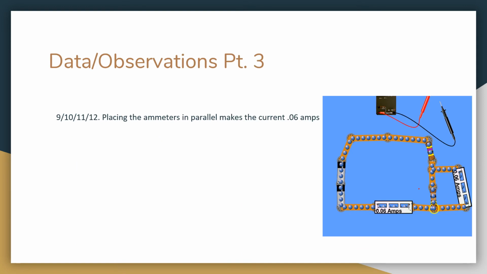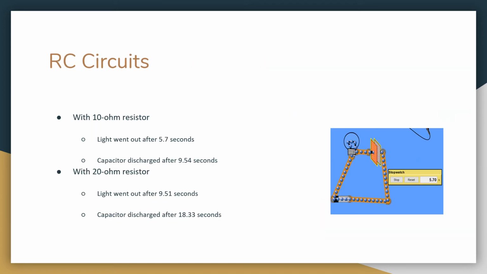The next part of the lab asked me to place an ammeter in parallel with one of the resistors and see what the current through the circuit would be. The current through the circuit was now 0.06 amps, which makes sense because of the node rule, meaning that current must be conserved. The next part of the lab involved modeling a simple RC circuit, first with a 10 ohm resistor, then with a 20 ohm resistor.